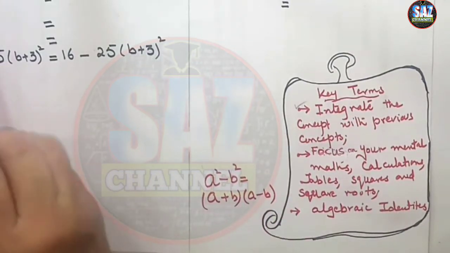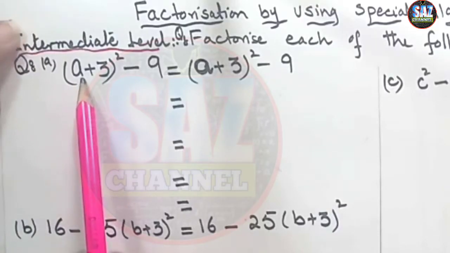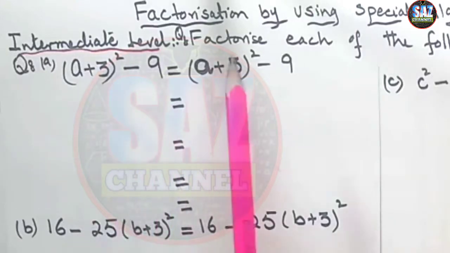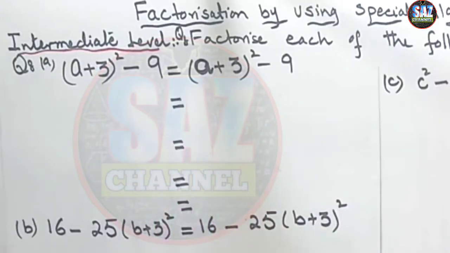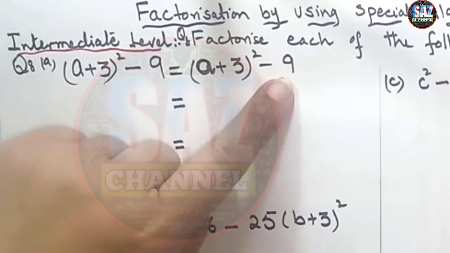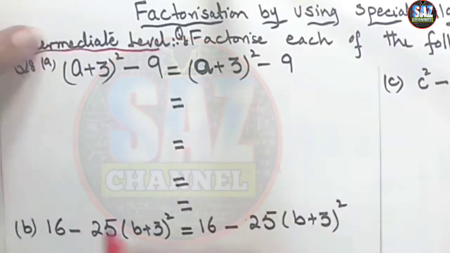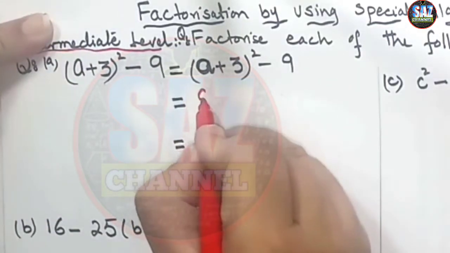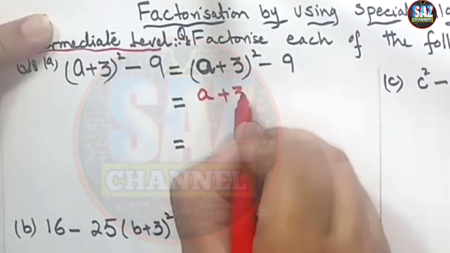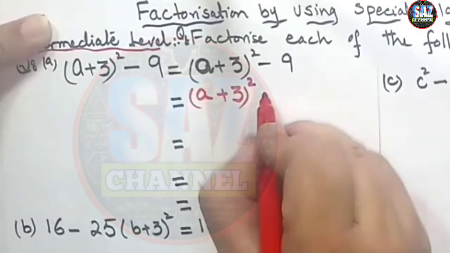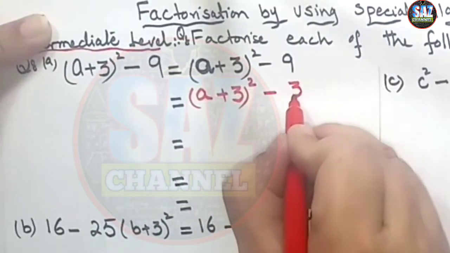Let's move to a part of the question. A part says a plus 3 whole square minus 9. The question is similar to this identity, but the problem is that 9 has not been expressed in form of b whole square. So I have to write it in form of b whole square. The number whose square will give me 9 back is 3 square.